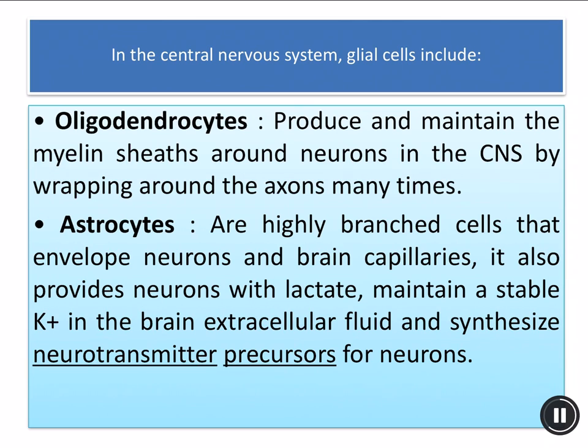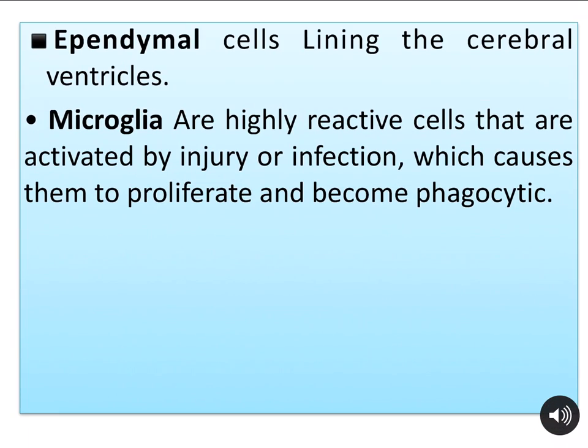Astrocytes act by providing neurons with lactate, maintaining stable potassium in the brain extracellular fluid, and synthesizing neurotransmitter precursors for neurons. Ependymal cells line the cerebral ventricles, and another type is microglia. These are highly reactive and act as the immune system, causing them to proliferate and become phagocytic.